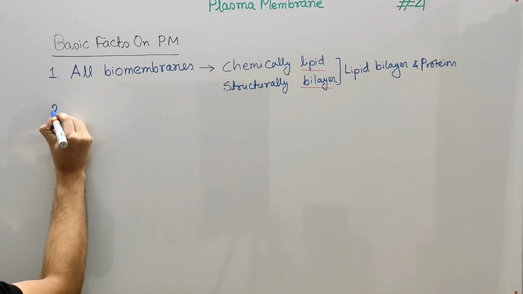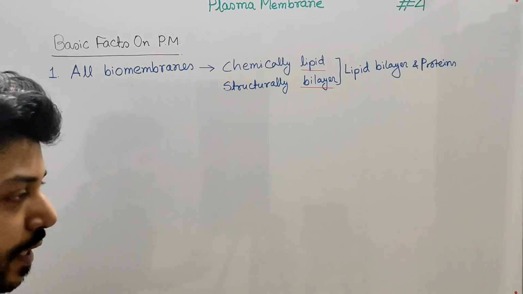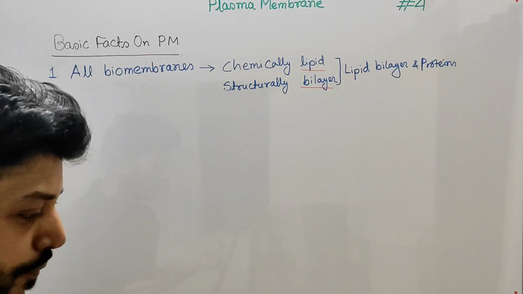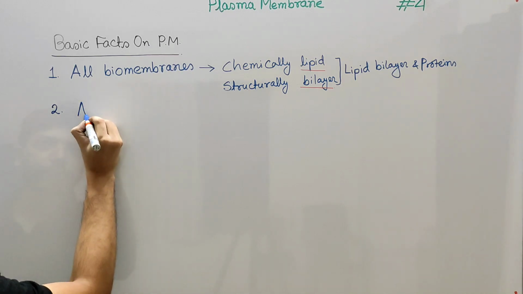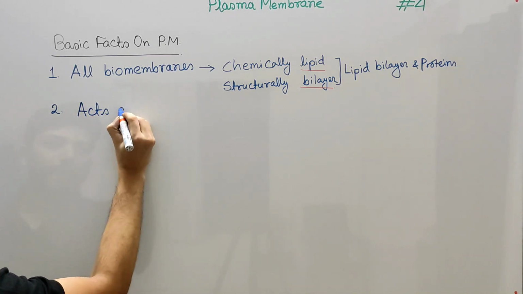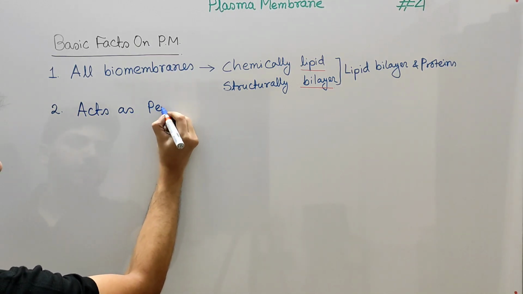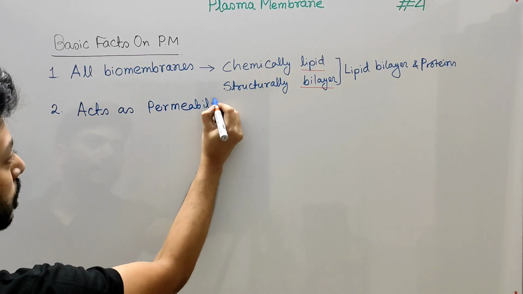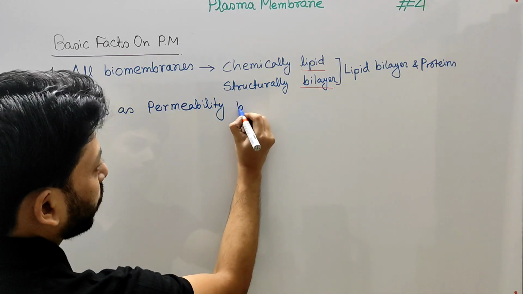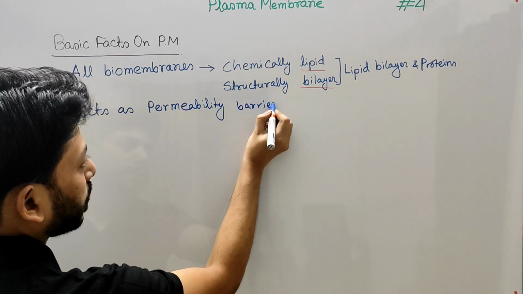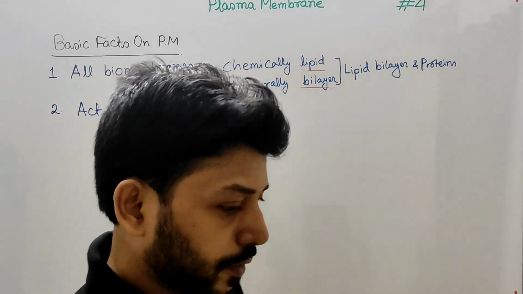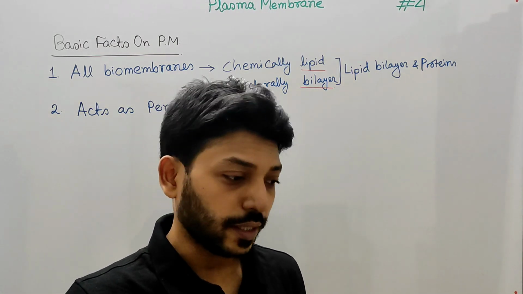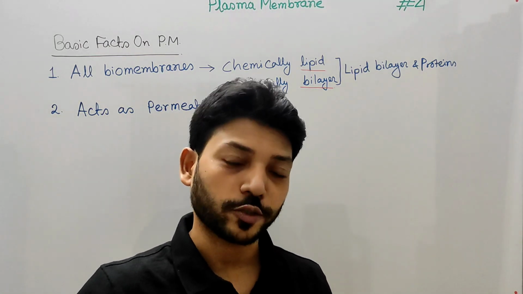The second important fact or point we have to remember about the plasma membrane is that all membranes, or actually plasma membranes, act as a permeability barrier. Now what does it mean? That means the membranes prevent the unassisted movement of most water soluble molecules.